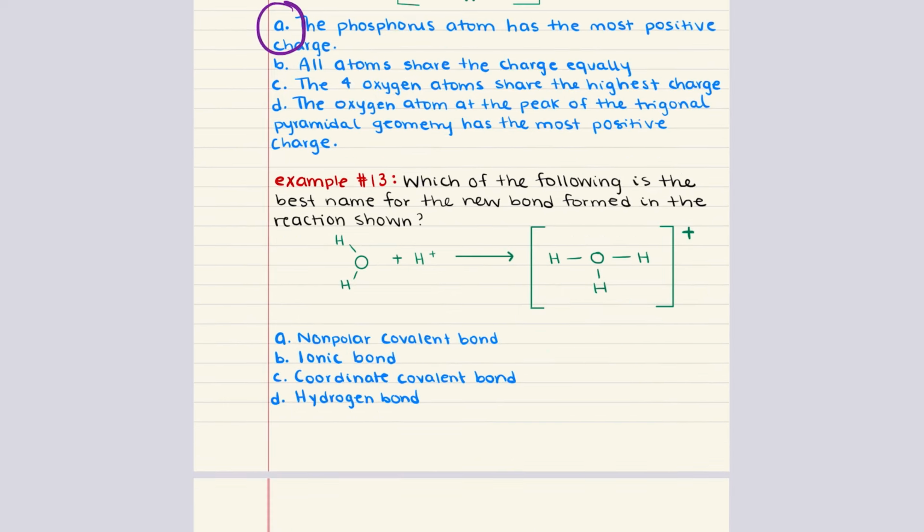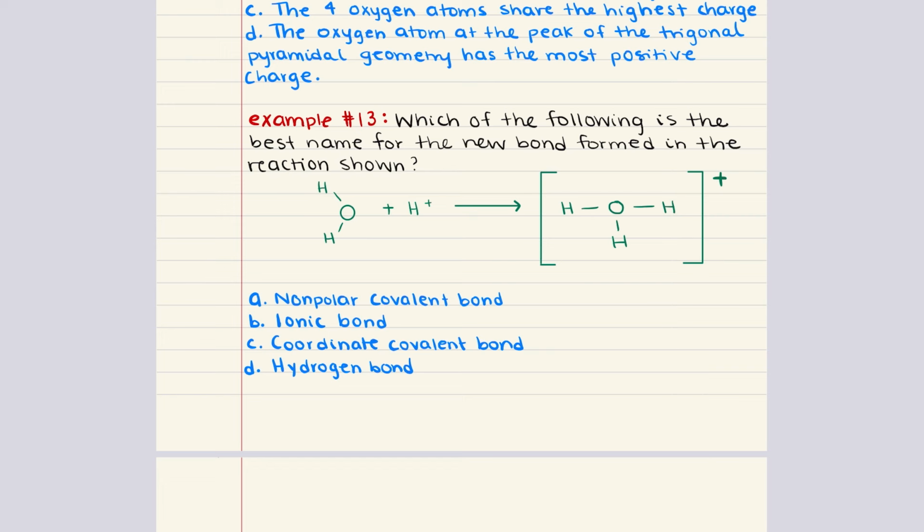Let's move on to problem 13. Problem 13 says, which of the following is the best name for the new bond that is formed in the reaction shown? All right, so this is really good. Let's look at this. The reaction in this question shows water, and the water molecule has 2 lone pairs on that central oxygen, and it's combining with a free hydrogen cation. The resulting molecule is a hydronium ion, H3O+.